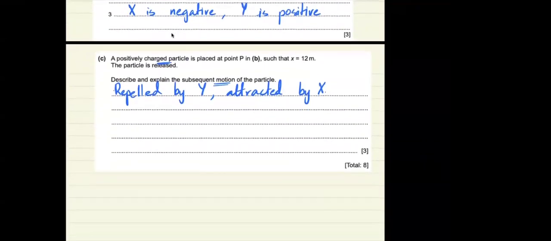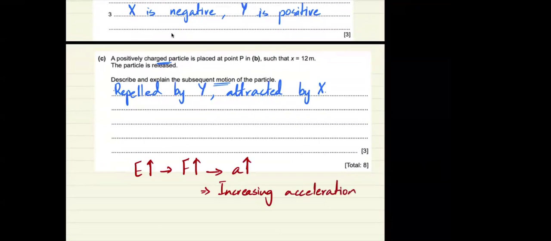Now let's write this down here in symbols. So electric field strength is increasing, which also means that the force would be increasing, which also means that the acceleration would be increasing. So I would say that this moves with increasing acceleration. How do I get this relationship between E and F? It's because E equals F over Q. How do I get this relationship between F and a? It's because F equals ma. So the positively charged particle moves with increasing acceleration.